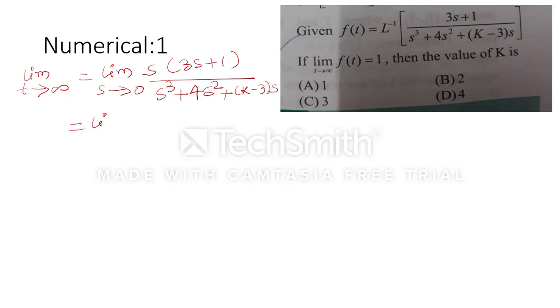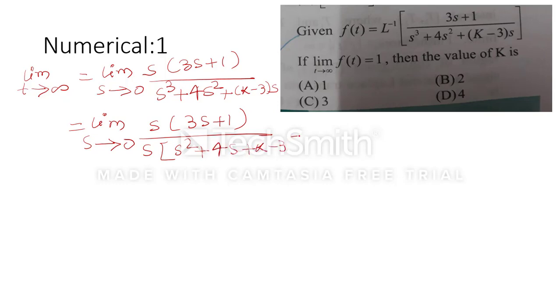Here we can take s tending to 0. The numerator will remain as it is, and in the denominator we can take s common, so it becomes s square plus 4s plus k minus 3. So s will cancel out. When we put s equal to 0, we get 1 upon k minus 3, and it is given that its value is equal to 1. So when we set it equal to 1, we get k minus 3 equal to 1, that is, k equal to 4. So the answer will be D.